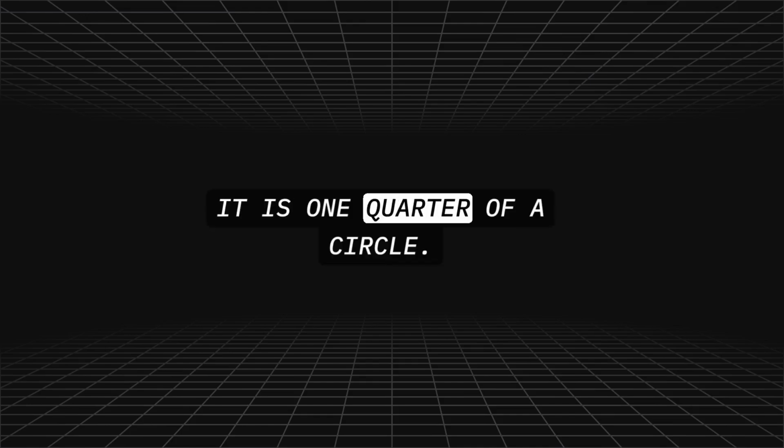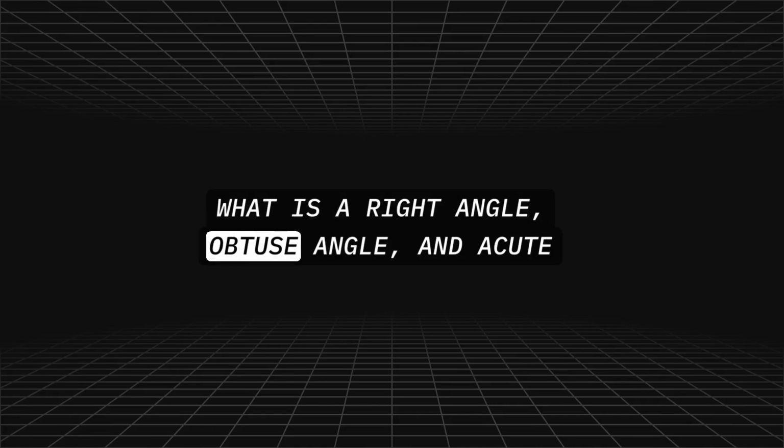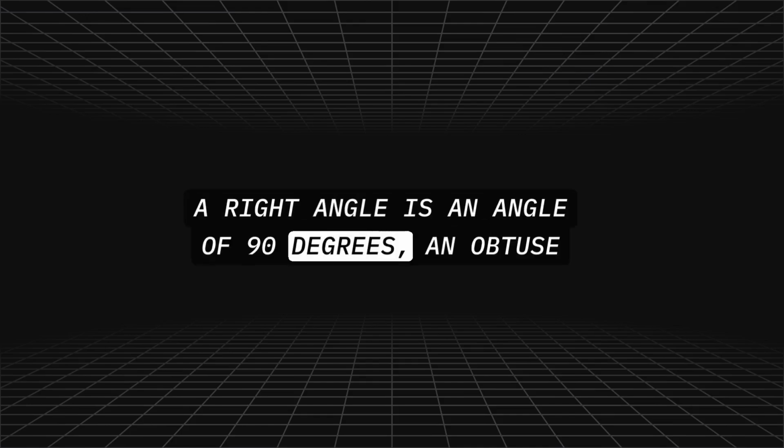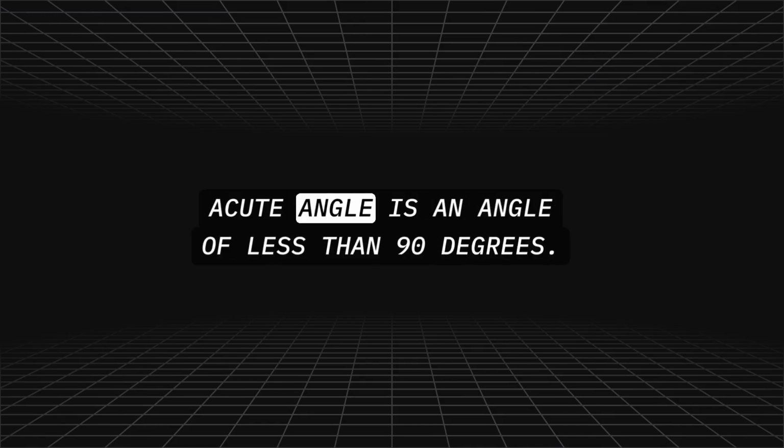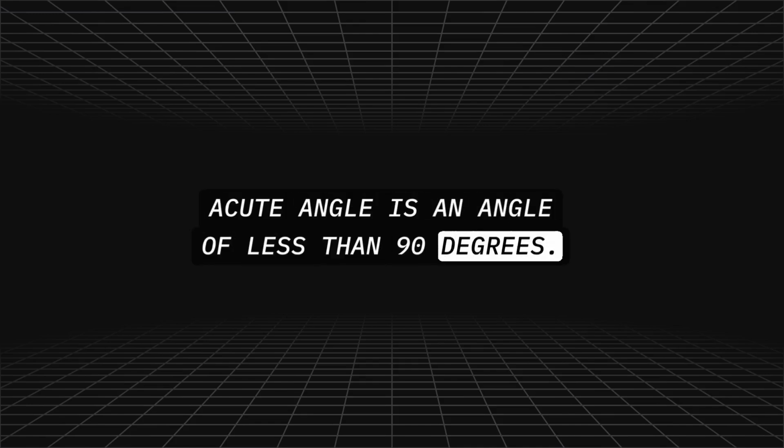What is a quadrant? It is 1/4 of a circle. What is a right angle, obtuse angle, and acute angle? A right angle is an angle of 90 degrees, an obtuse angle is an angle greater than 90 degrees, and an acute angle is an angle of less than 90 degrees.